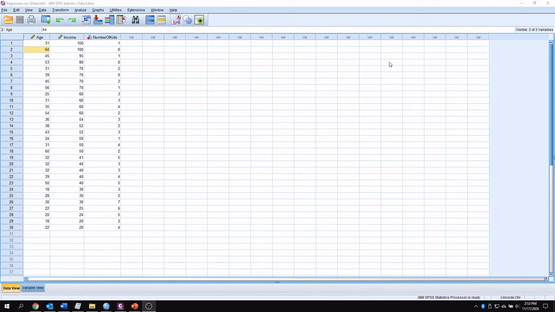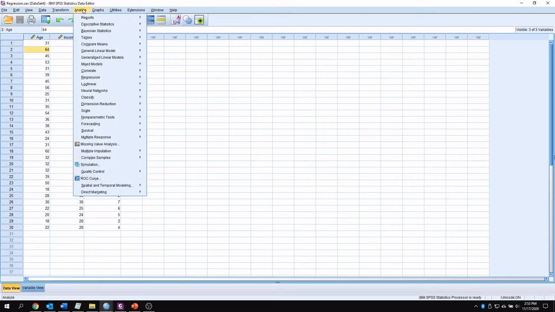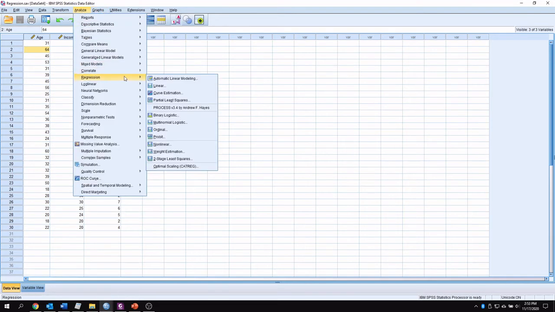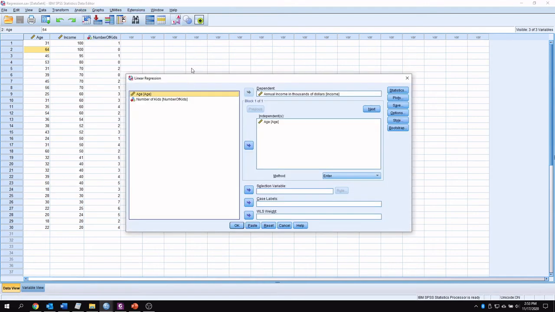So now we are ready to run our regression analysis. To do that, we're going to go to Analyze. We're going to go down to Regression, and we're going to choose Linear. I'll reset this again for you guys. We're going to put our predictor variable in our independent column, and that's going to be age. And we're going to slide annual income over into the dependent category.